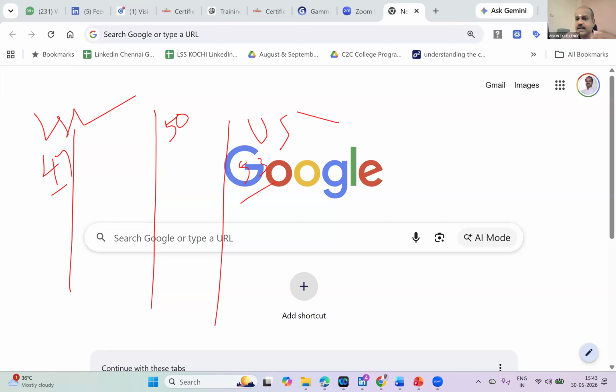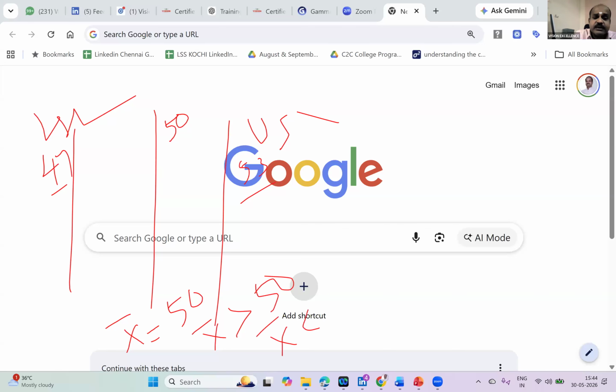Now imagine you have taken 10 samples. And from the 10 samples, you are calculating an average. Now, average can be exactly equal to 50. Average can be more than 50. Please understand. Average can be less than 50. Am I right? Yes.